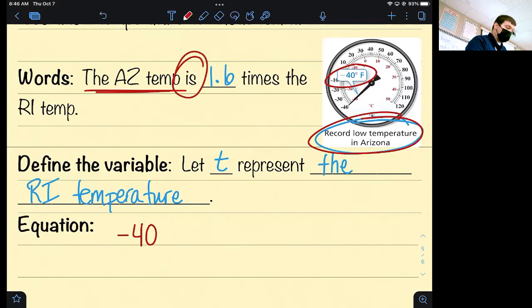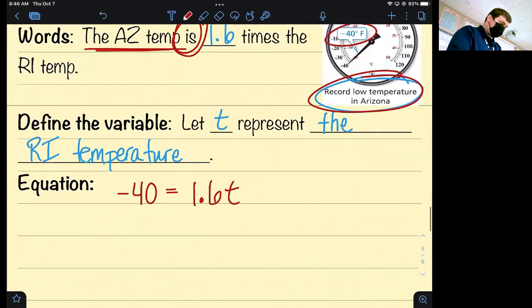What do we use for the word is? Equals. 1.6 times the Rhode Island temperature. We're using T for the Rhode Island temperature. So 1.6 times, or I could just squeeze them together like that, times T, 1.6T. That's my equation. And then I solve.